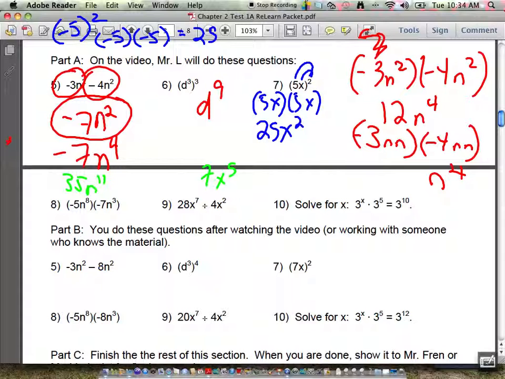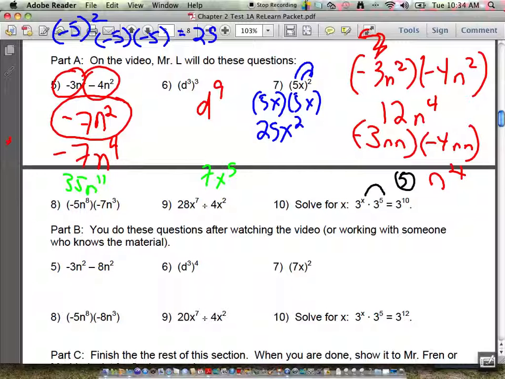All right, solve for x. 3 to the x times 3 to the 5 equals 3 to the 10. What do these two exponents have to do to come up with a 10? You have to add them. Good. So what number do I have to add to 5 to get 10? What number plus 5 is 10, guys? 5. So 5 is the correct answer.